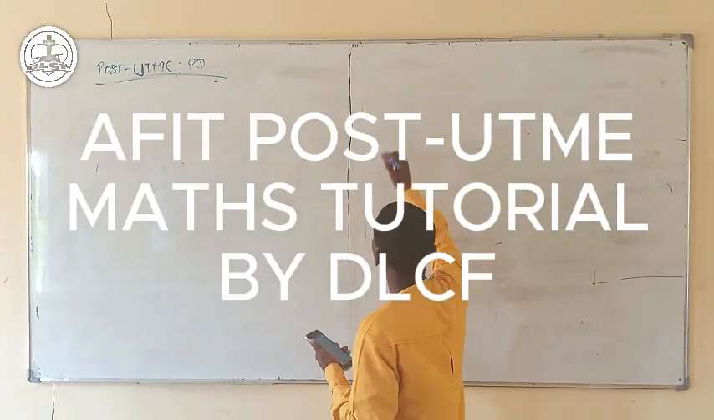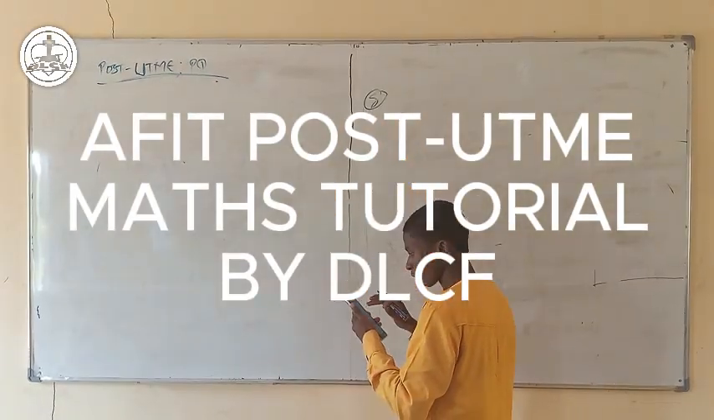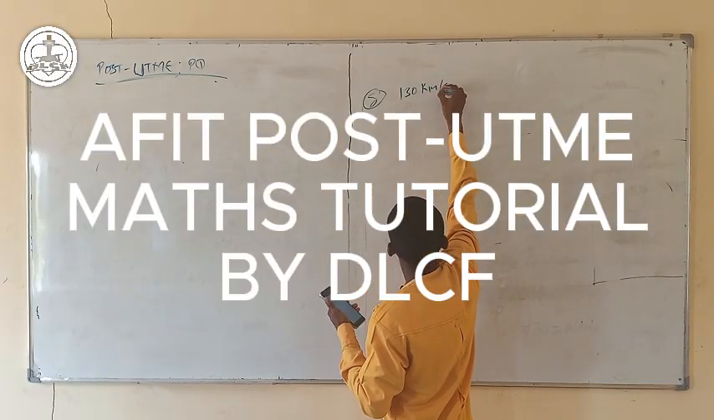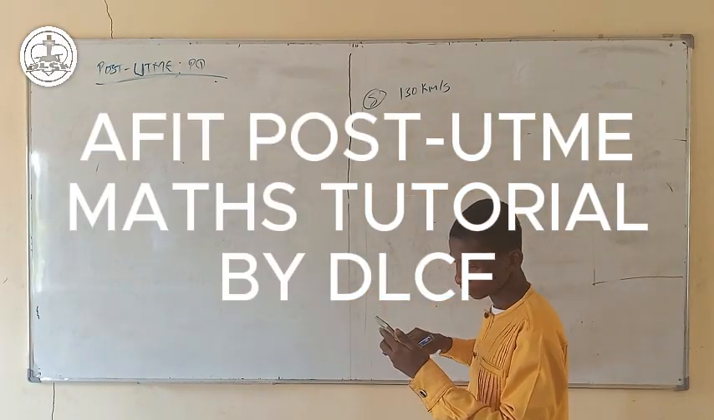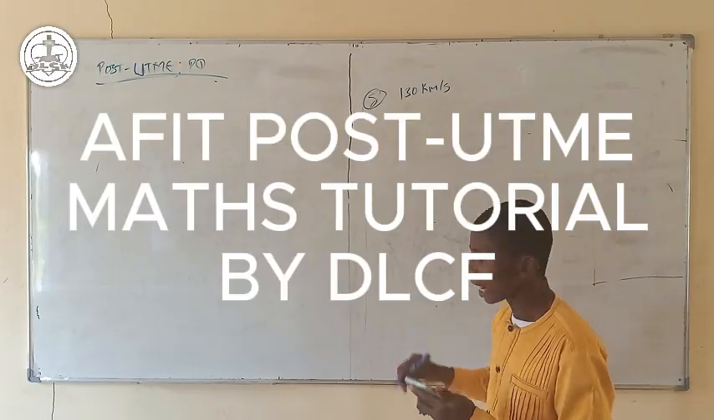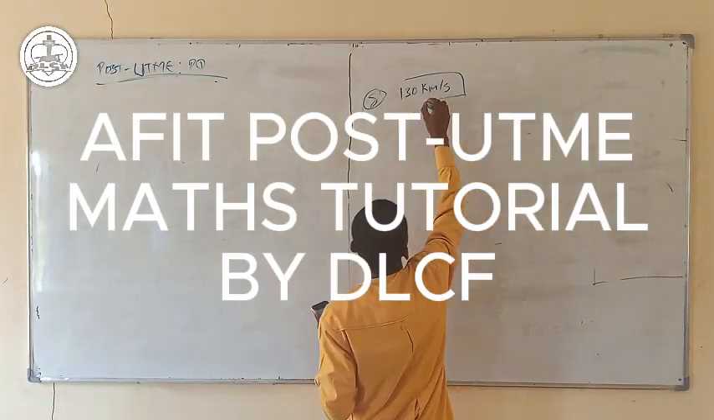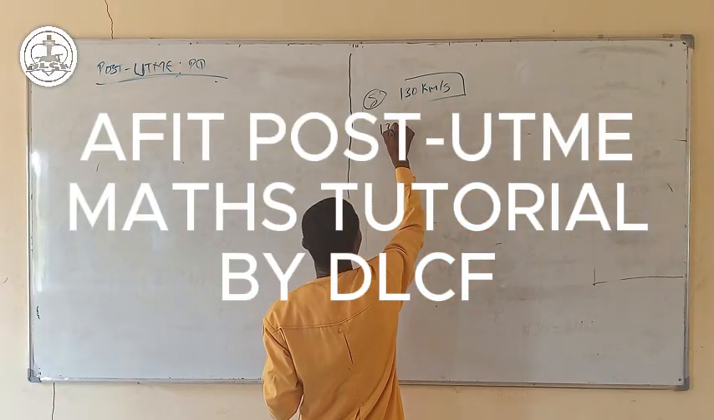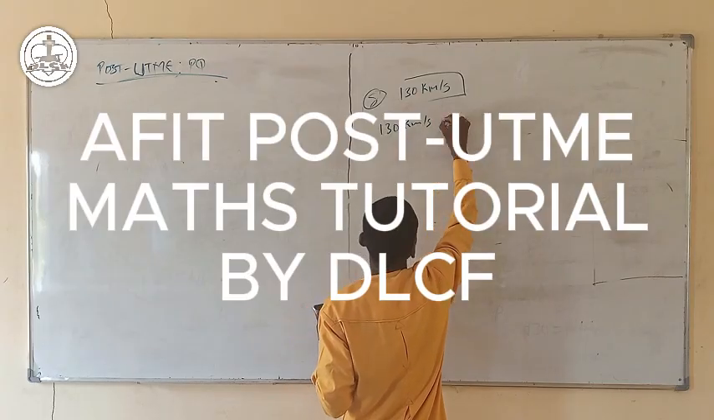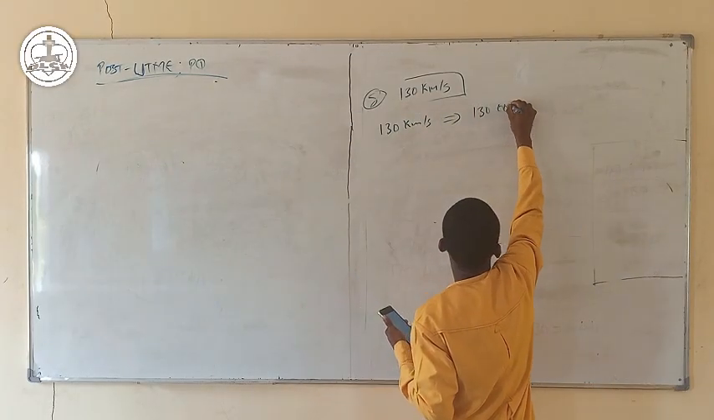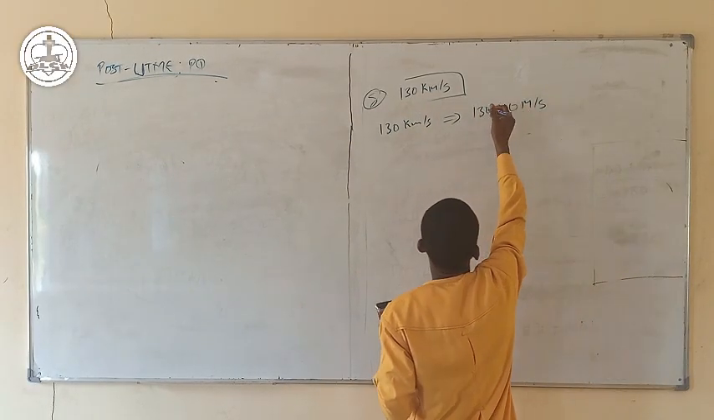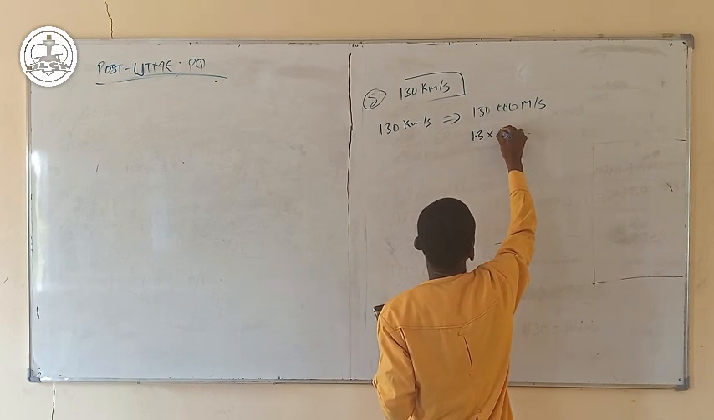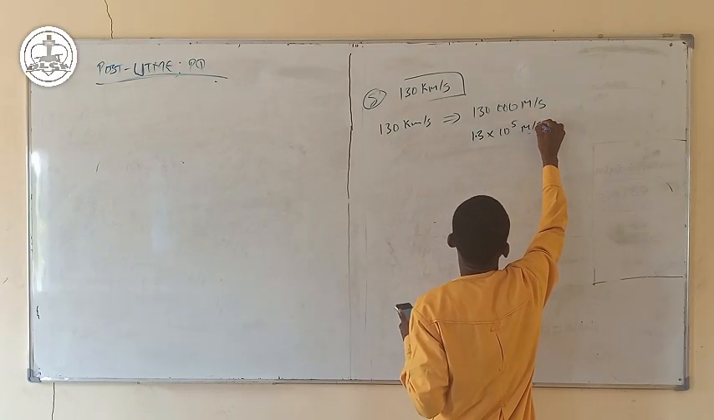So from our question 8, we're talking about expressing 130 kilometer per second in what? In meters per hour. Now for us to do this, first of all, we have kilometer per second. Let's convert this to meter per second. This is apparently going to be 130 kilometer per second is 130,000 meter per second, which can be written in standard form as 1.3 times 10 raised to the power 5 meters per second.